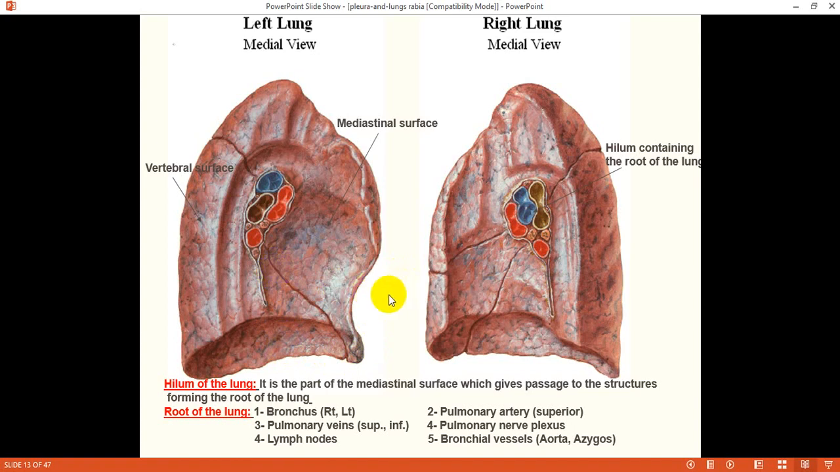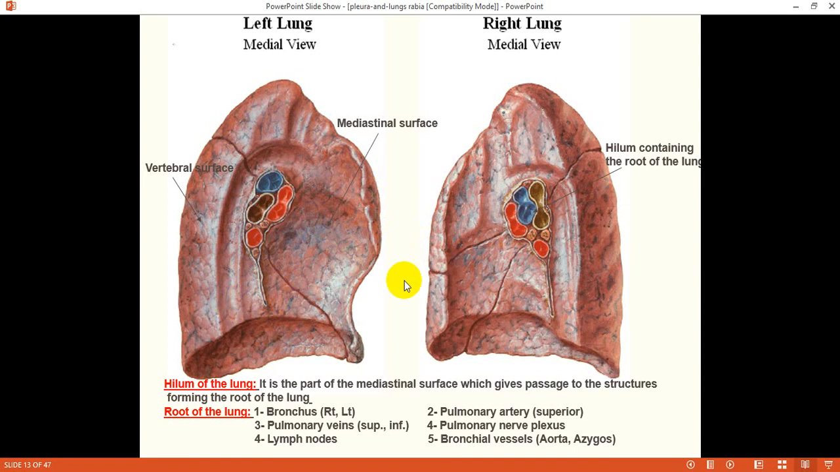The right lung has two fissures, the oblique fissure and the horizontal fissure, which divide it into three lobes, the superior, middle, and inferior lobe, while the left lung has only one fissure, the oblique fissure, and it divides into two lobes, the superior and inferior lobe.